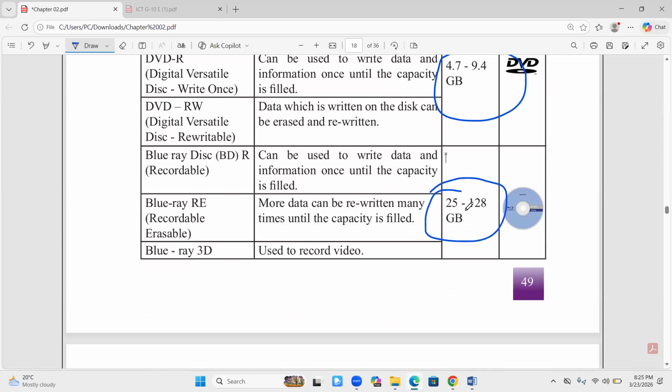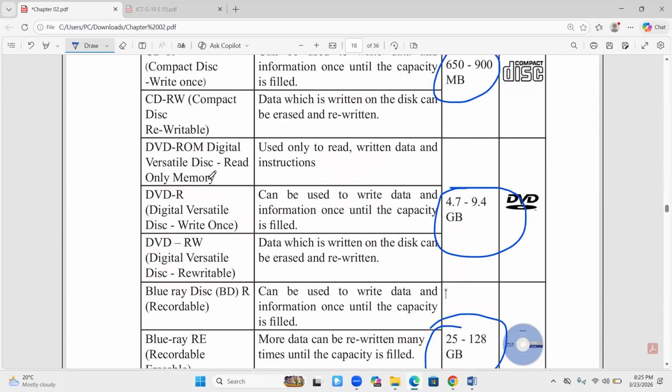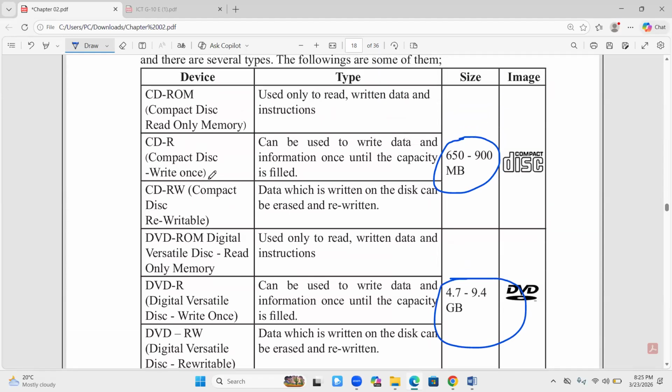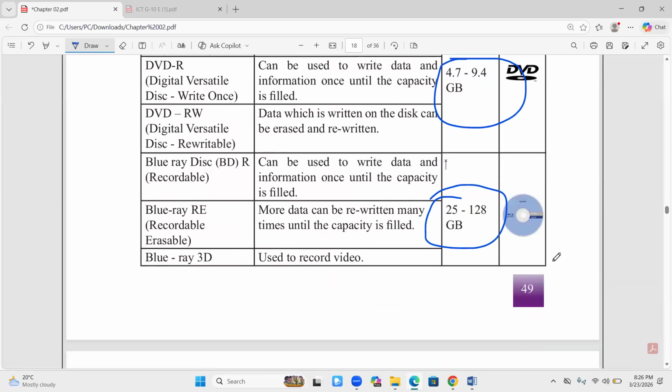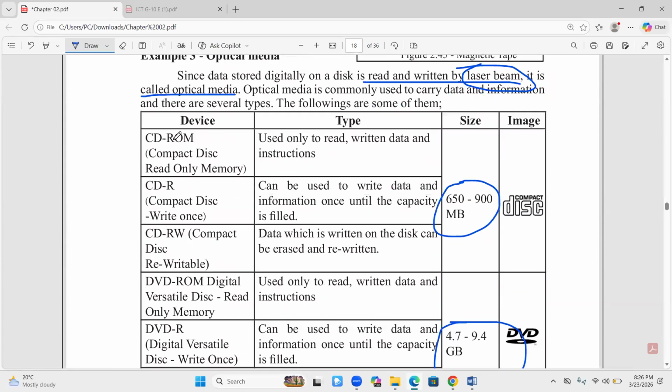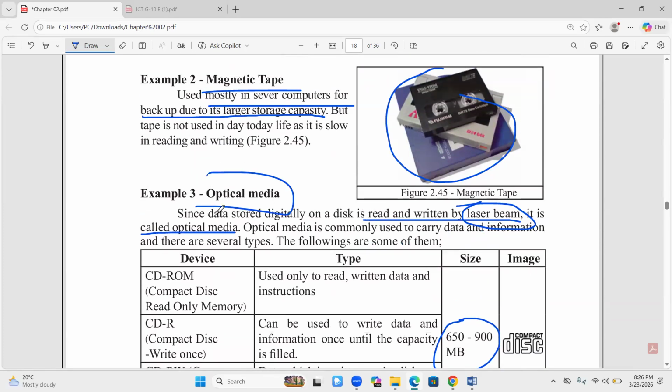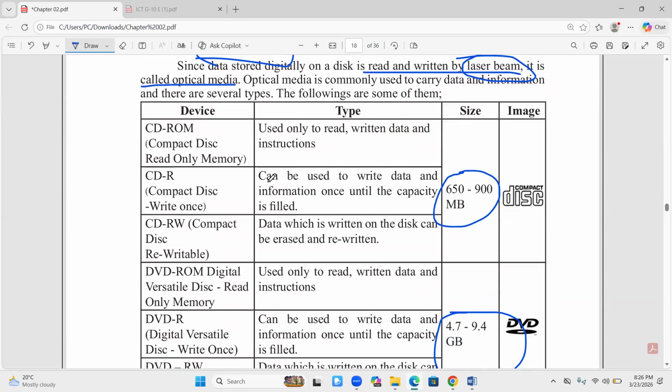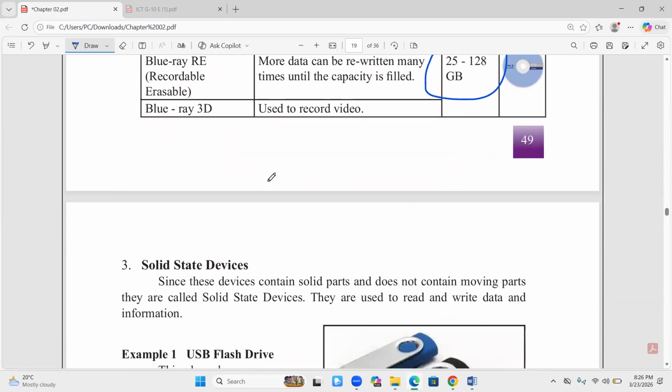The main difference of these devices is the memory capacity, right? And also these devices can be used to read and write or rewrite. So these are the examples for optical storage devices.